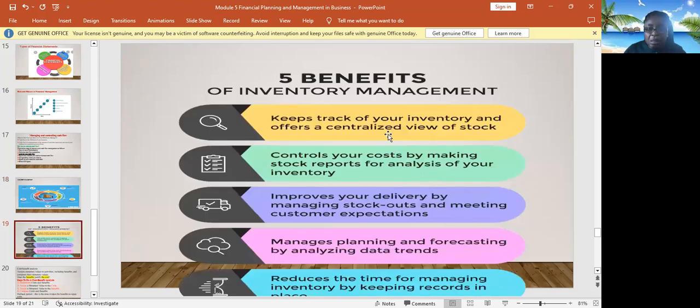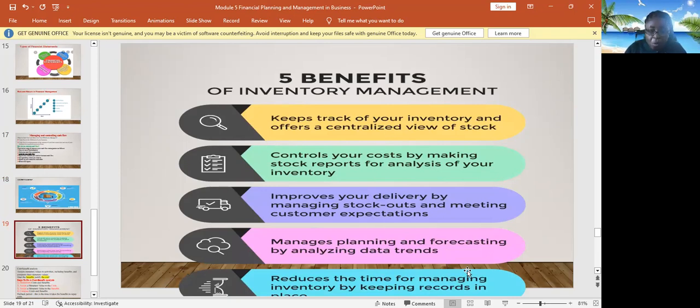Then the next one is benefits. For time, because we don't really have much time again. The 5 benefits of inventory management. Keep track of your inventory and offer a centralized view of stocks. Control your costs by making stock reports for analysis of your inventory. Improve your delivery by managing stock out and meeting customers' expectations. Manage planning and forecasting by analyzing data trends.